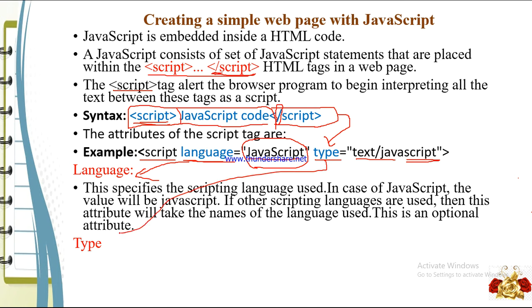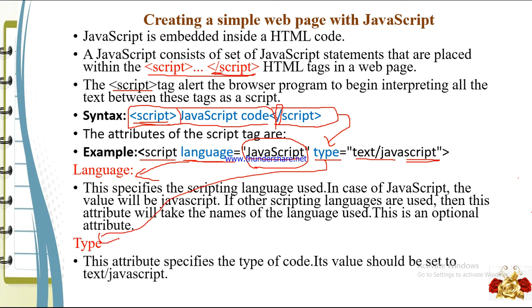Type to specify type. The type attribute specifies the type of the code. Its value should be set to text/javascript. Already I have set text/javascript. Keep in mind, this is very important because this is a basic concept of JavaScript.